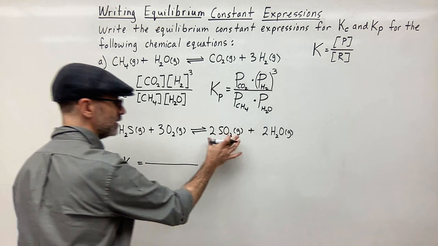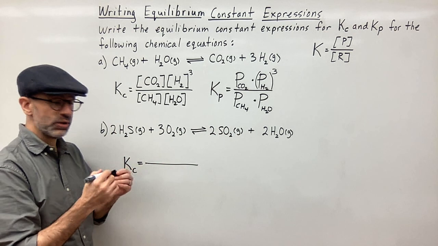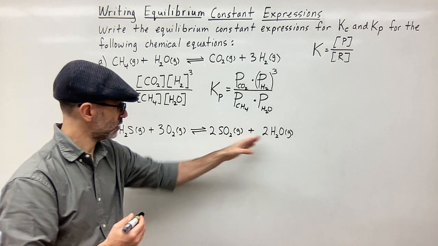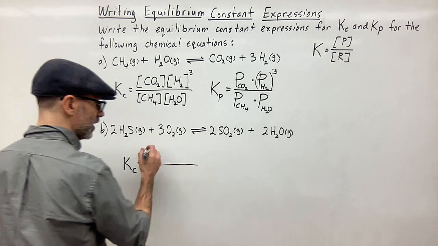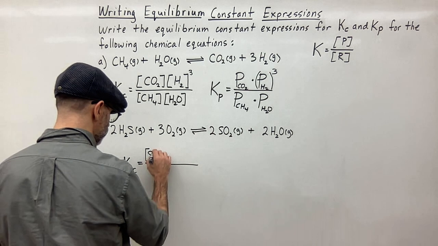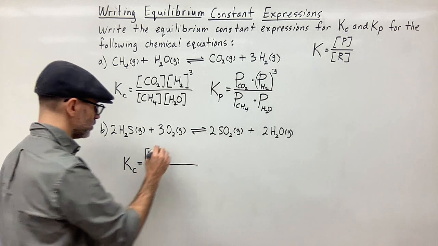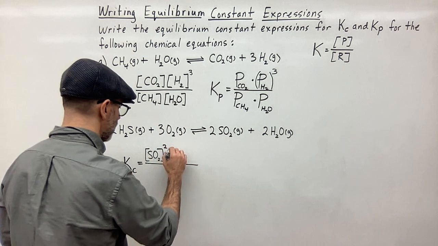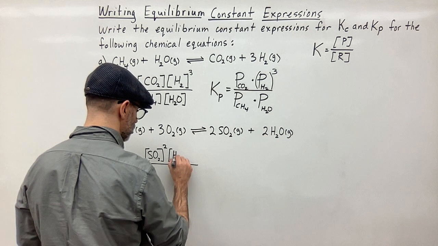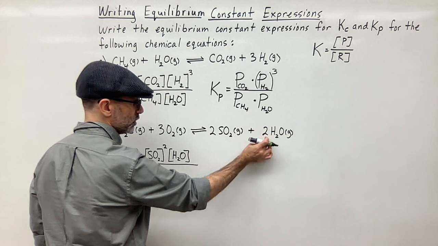So it's going to be the concentration of the products multiplied together and raised to the powers of their coefficients. Here we have SO2 gas, so we'll have the concentration of SO2. Since this is a 2 coefficient, it's going to be raised to the power of 2. And then that's going to be multiplied by the concentration of H2O gas, so H2O raised to the power of its coefficient, which is, again, 2.